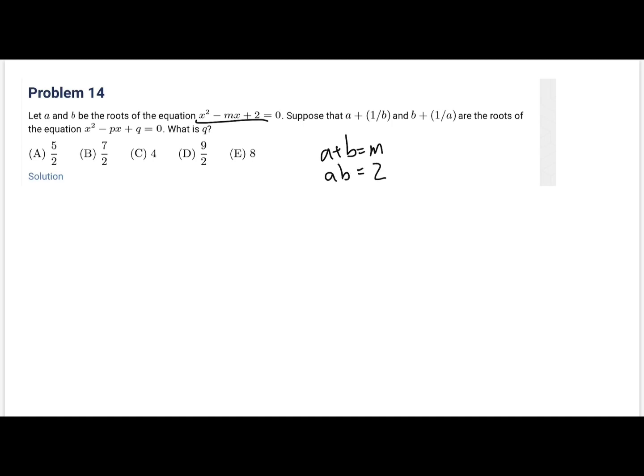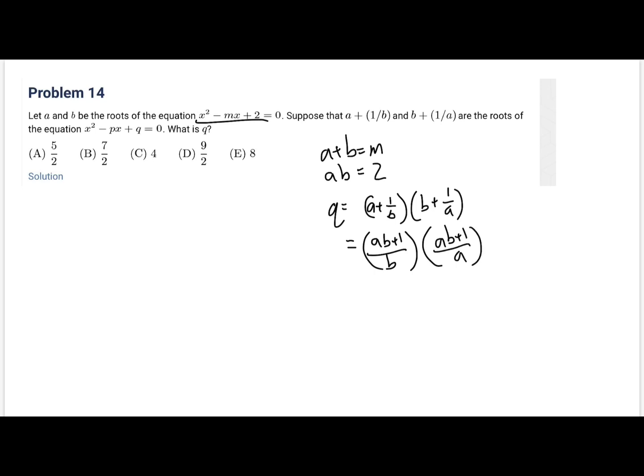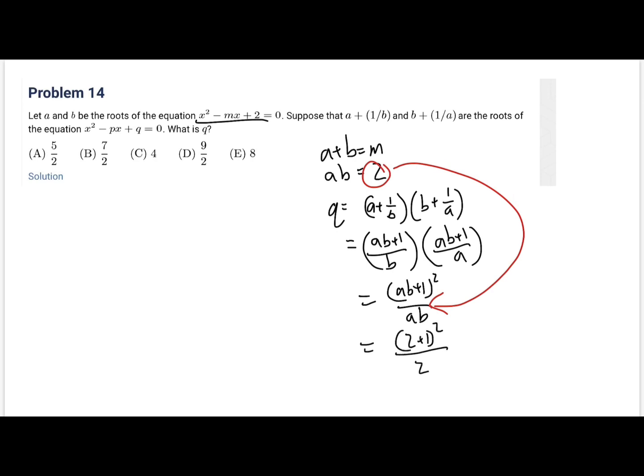And then what is Q? So Q is the multiple of these: A plus 1 over B times B plus 1 over A. This is AB plus 1 over B times AB plus 1 over A. This is AB over AB plus 1 squared. So AB is 2. If we put that in here, then this would equal 2 plus 1 squared, so this is 9 over 2, which is the same as D. So problem 14, it's D.